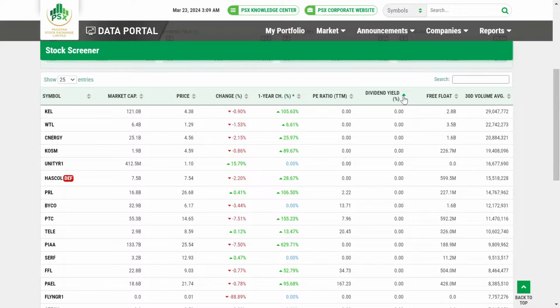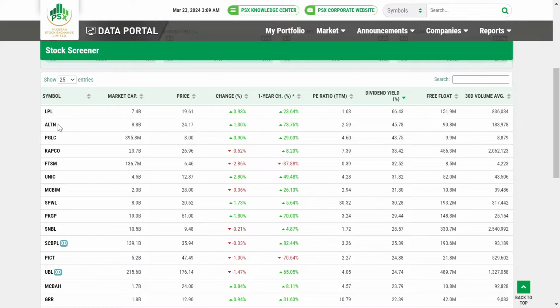You can just click this 2 times and all the shares will be sorted by the dividend yield that they are paying. Like this Lal Pir Power Limited is giving a dividend yield of 66.43%. This is how you can find out these high yield dividend stocks.